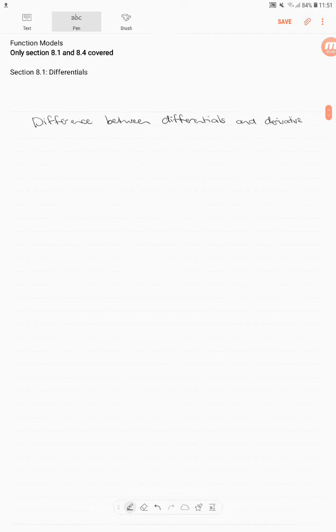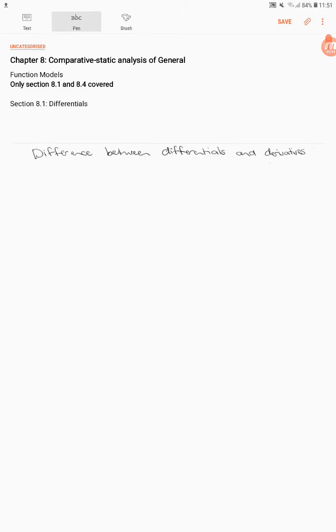What's the difference between differentials and derivatives? For the derivatives, we are interested if the change in x becomes very small. For differentials, this does not necessarily hold.